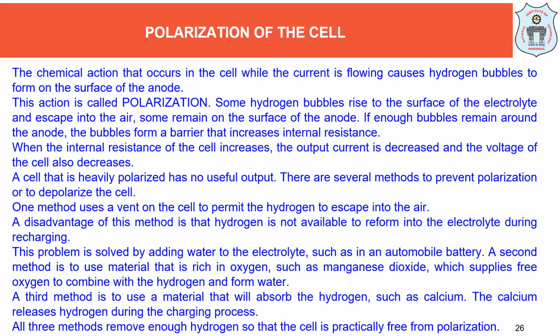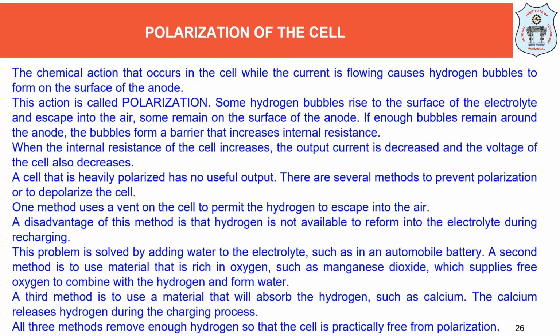Okay. So when the internal resistance of the cell increases, what will happen to the output current? The output current will decrease, and obviously the output voltage will also decrease. So a cell which is heavily polarized will not give any useful voltage output. So how do we prevent polarization, or how do we depolarize the cell? There are several methods. One is to vent the cell to allow the hydrogen to escape into the air. We have to remove whatever hydrogen is being formed.